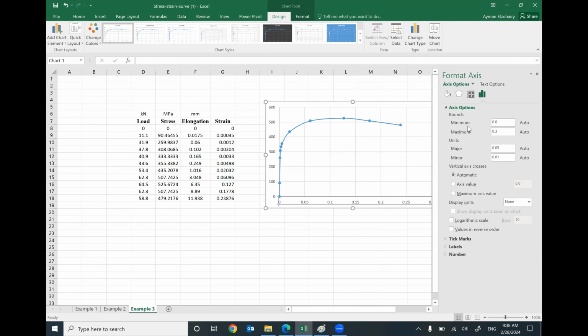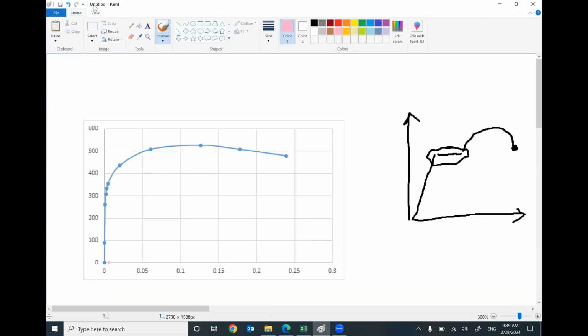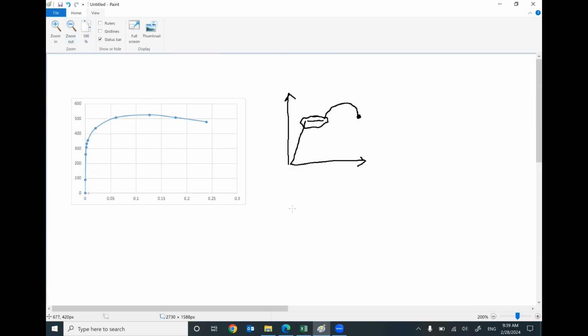So we can make it more clear if we change the scale of the horizontal axis so that the maximum is not 0.3. We can make the maximum 0.05. Let's try this one. Maybe we can make it 0.02. There you go. Yes. In this case, I can copy from this one and make it smaller. There you go. So I zoomed in.